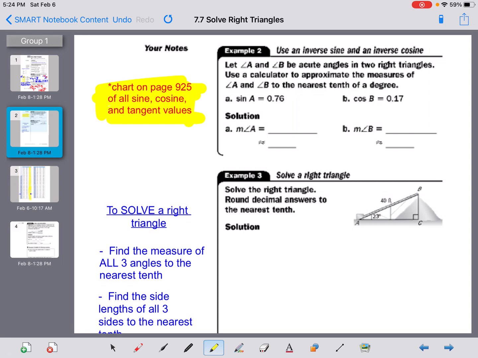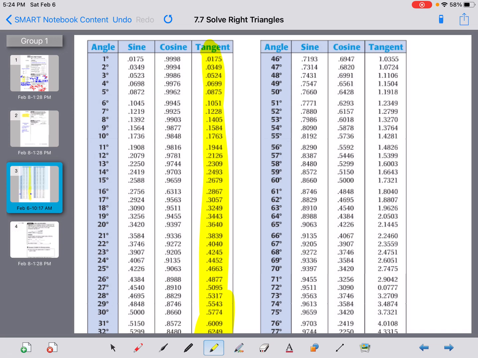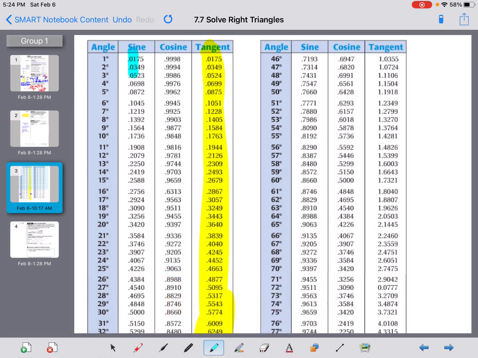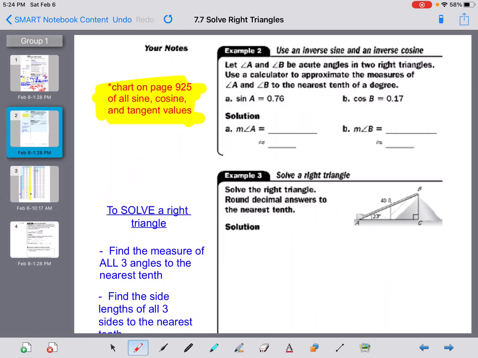But what this is saying right here is, in question A, it says sine of A equals 0.76. So I could go to my chart and I could find a sine. Sine is in this column, right? And I'm looking for something 0.76. Not there yet. In fact, when I look over here, I hit it about right there, right? So I'm about 0.76, about right there. So I'm thinking right around 50 degrees, right? Okay, let's go back to our page.